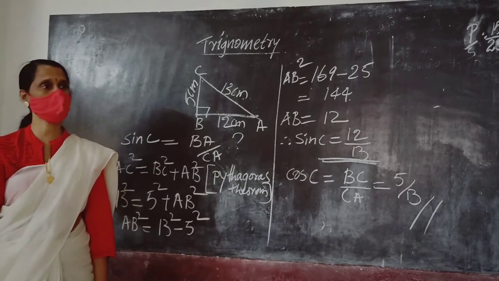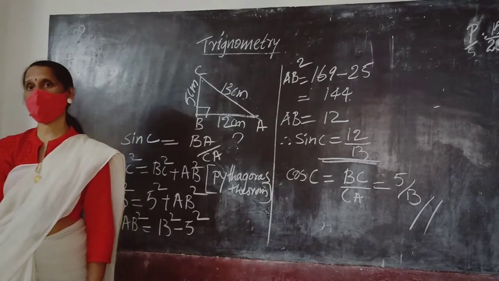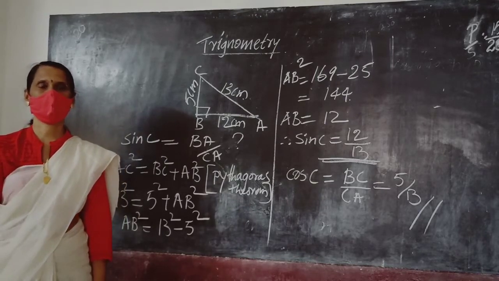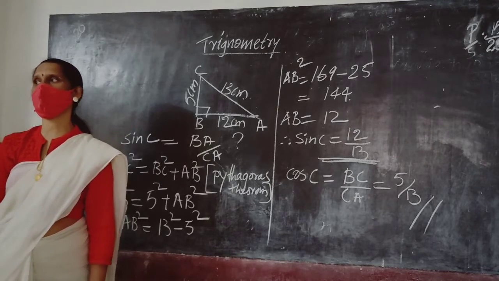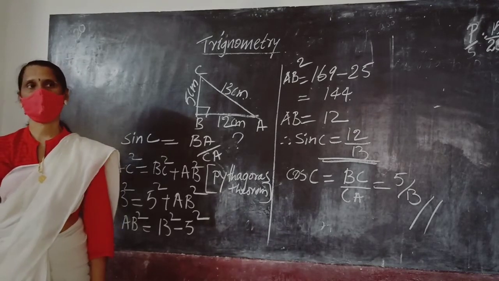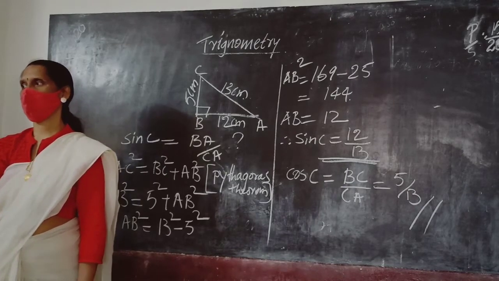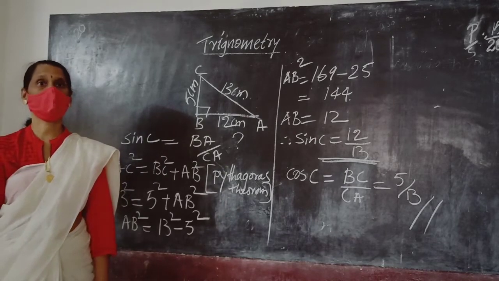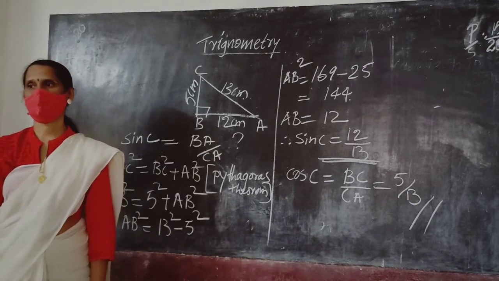What is cos theta? Adjacent side by hypotenuse. What is tan theta? Opposite side by adjacent side. What is cosec theta? Hypotenuse by opposite side. What is sec theta? Hypotenuse by adjacent side. What is cot theta? Adjacent side by opposite side.